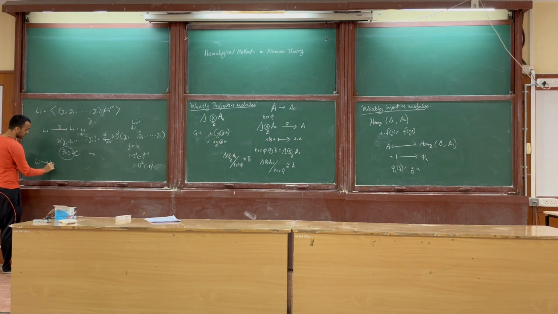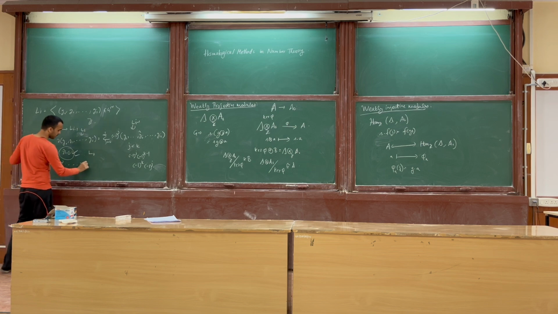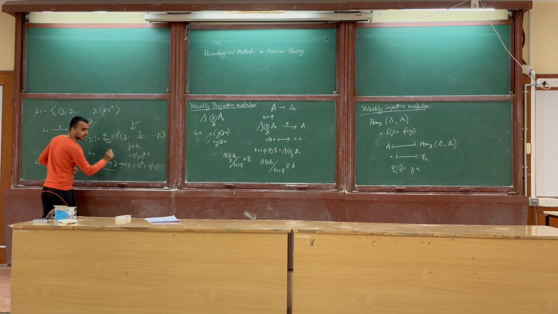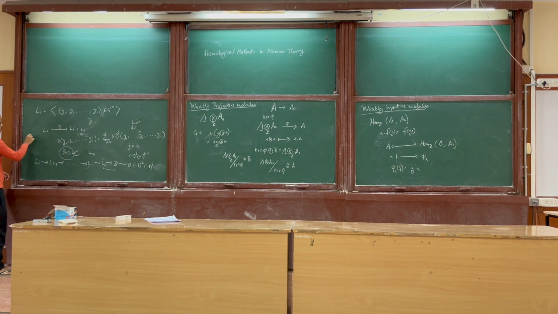We'll have it like this: L1, L0, Z. So I have to define this map. The map from L0 to Z just sends every element to 1, and this is surjective because the identity of G will get mapped. So this is a free resolution of Z.